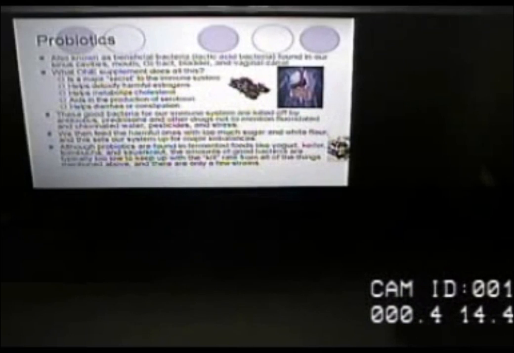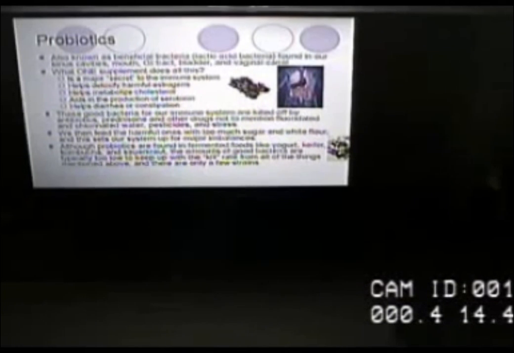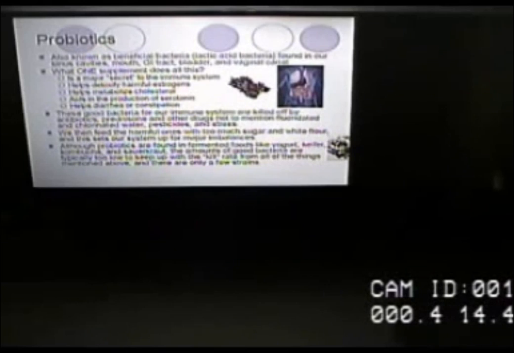Probiotics, very important too, ties into the immune system, helps detoxify estrogens, helps metabolize cholesterol, helps produce serotonin, your happy hormone, helps with constipation and or diarrhea. And if you've taken a lot of antibiotics or had a lot of steroids for shots or whatnot, or had a lot of fluoridated water, swim in a lot of water, you're going to deplete all that in the body.